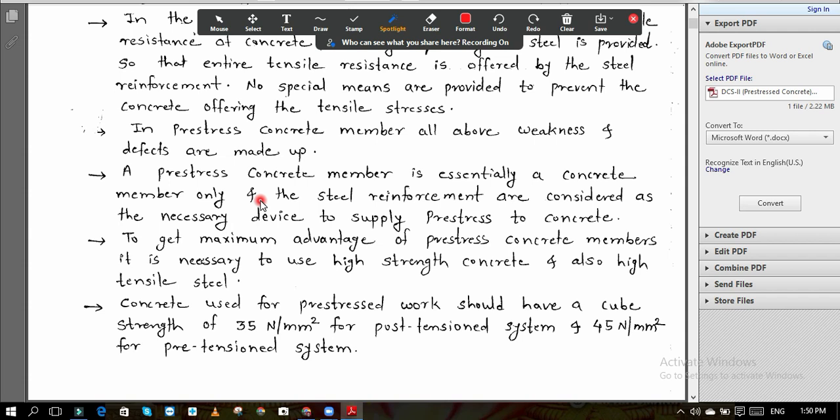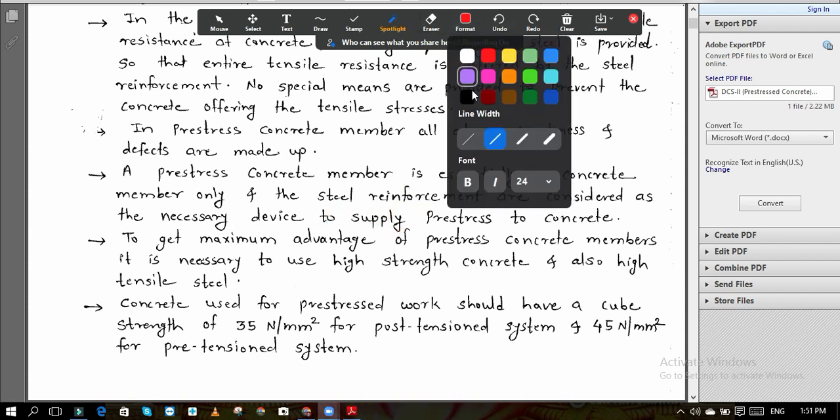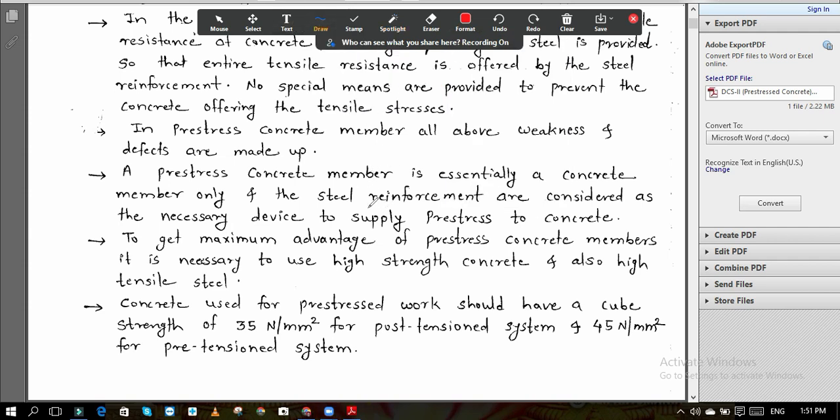I have shown you with the help of a diagram previously, in the first point itself, how the pre-stress is given. So now you came to know that the pre-stress is not directly applied to the concrete, it is applied to the steel reinforcement. This is the most important thing. It is applied to the steel reinforcement and then it is transferred to the concrete through steel.